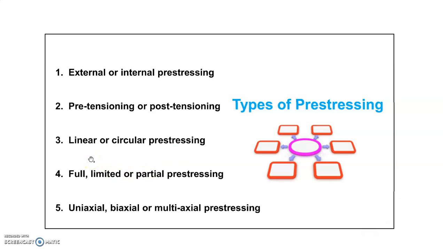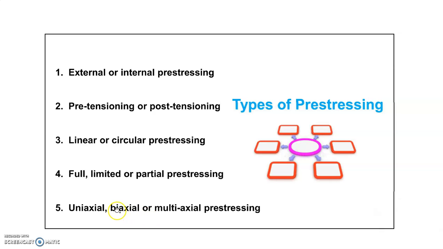If the axis of the pre-stress is parallel to the axis of the member, then it is known as linear pre-stressing, for example a beam. If pre-stressing is adopted in a circular member, then it is known as circular pre-stressing. Next one: full, limited or partial pre-stressing. As per Indian code provisions, it can be adopted. We will discuss it in the next slides. And uniaxial, biaxial or multi-axial pre-stressing.